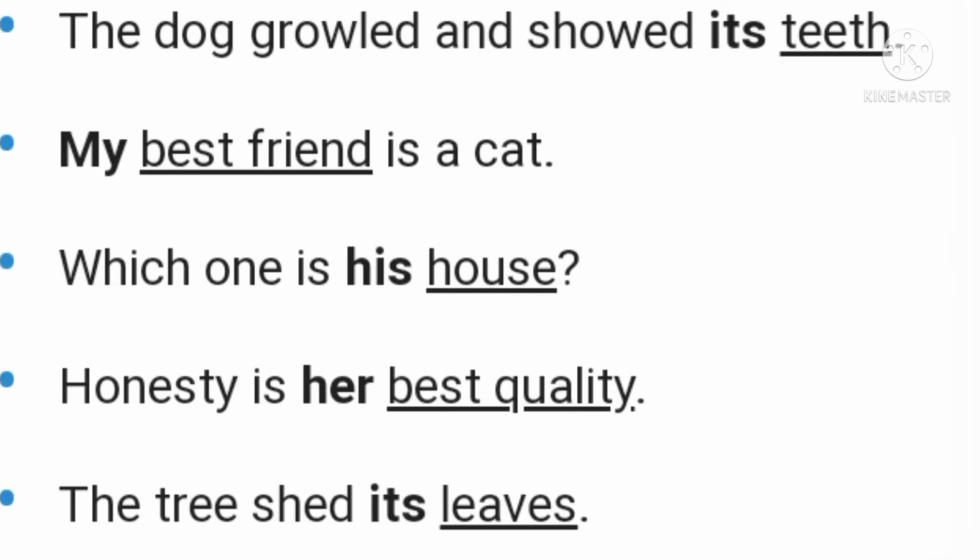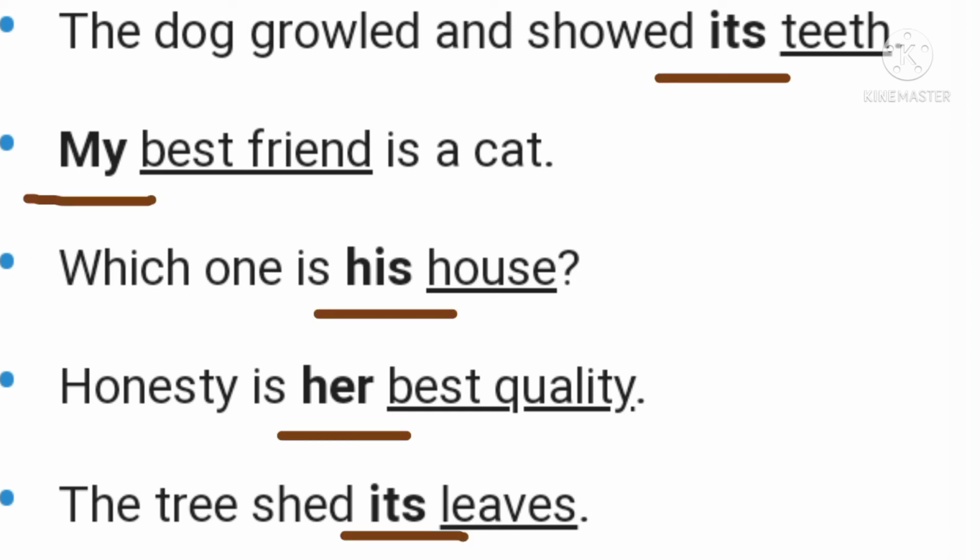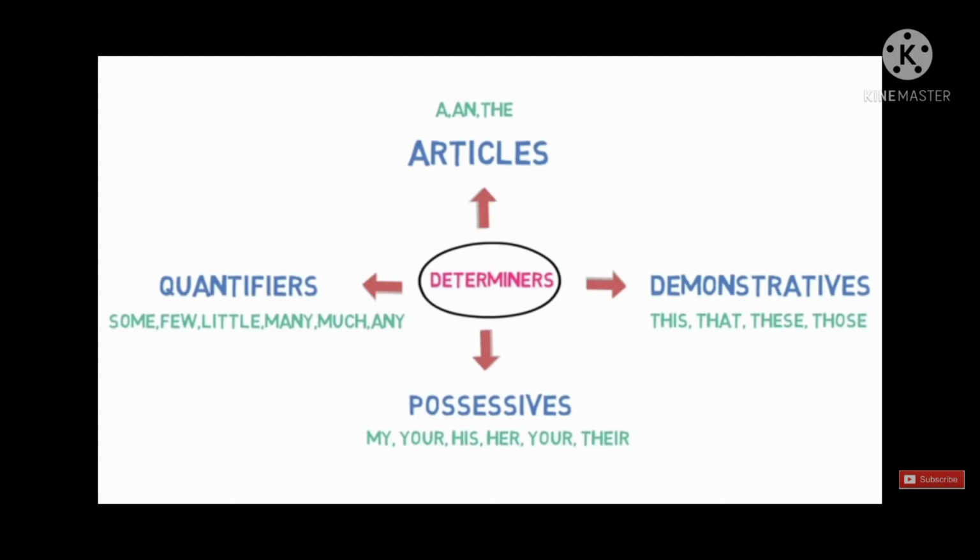Look at these examples. These examples show the ownership. The dog growled and showed its teeth. My best friend is a cat. Which one is his house? Honesty is her best quality. The tree shed its leaves. Here it's my, his, her, or its that are possessives.